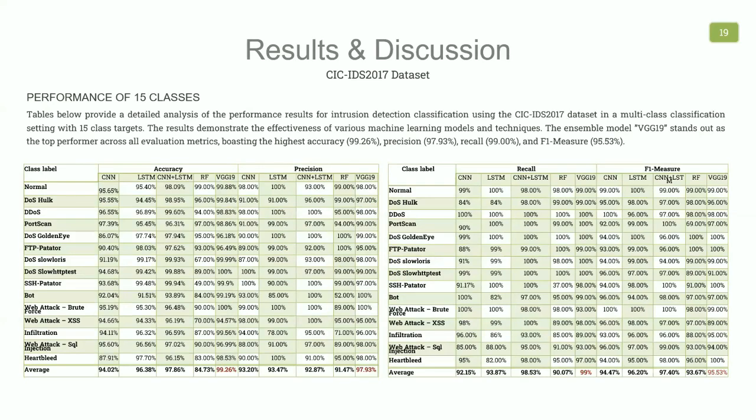Starting with the experimental results of the CIC IDS 2017 dataset, as shown in the tables below. Classification results in a multi-class classification setting with 15 classes targeted. The results showed that the VGG19 model stands out as the top performer across all the evaluation metrics, with the highest accuracy of 99.26% and 97.93% of precision. Notably, the combination of convolutional neural network and long short-term memory model also demonstrates strong performance with a high accuracy of 97.86% and a recall of 98.53%, making it a competitive alternative.